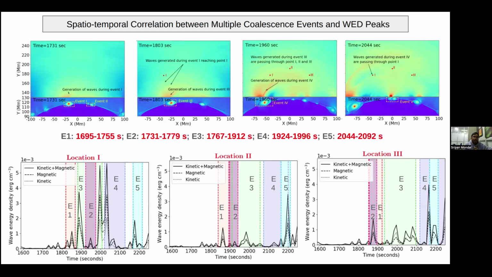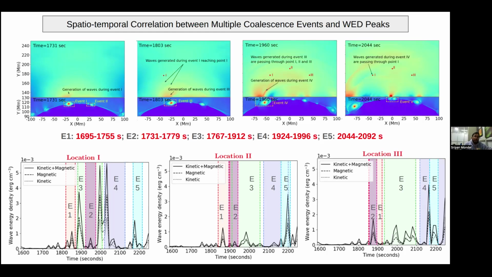So if you look at these bottom panels, the shaded regions are showing those wave arrival times for these 5 different plasmoid events. Now, these shaded regions are well correlated with the wave energy density peaks here, which tells us that the perturbation in wave energy density at a higher height or larger distance from the sources is well correlated with different specific plasmoid coalescence events. So this establishes the spatio-temporal correlation between multiple coalescence events and wave energy density peaks.